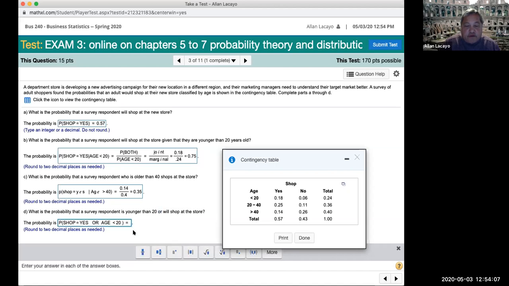So I have to take everybody who is under 20 and add it to everybody who is a shopper. Then I have to be careful not to double count people who are in both groups. So I apply the addition rule of probability to that, and I get the answer. Okay, so that's question 3. Is there any question about that, Carmen? Nope.